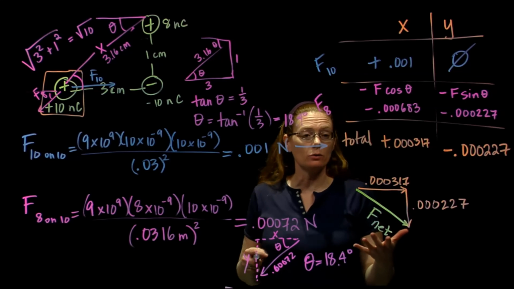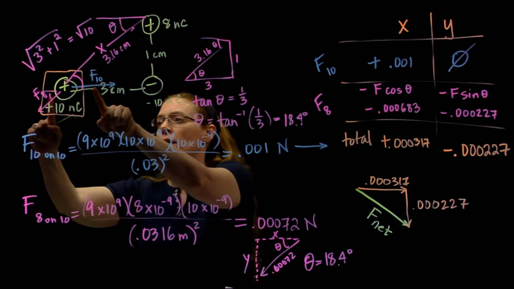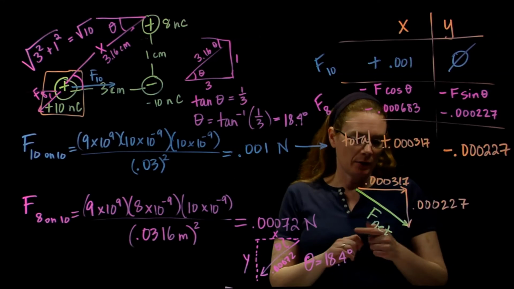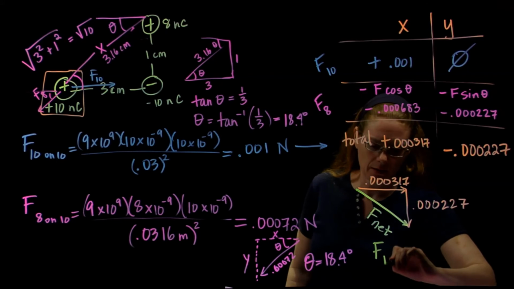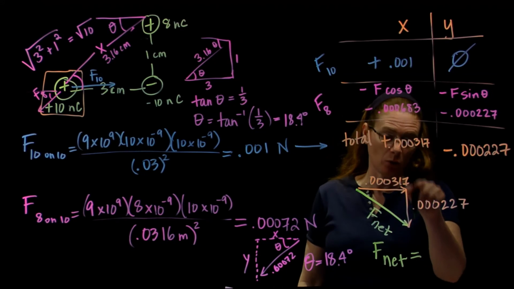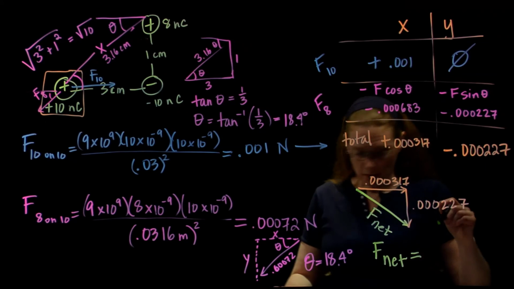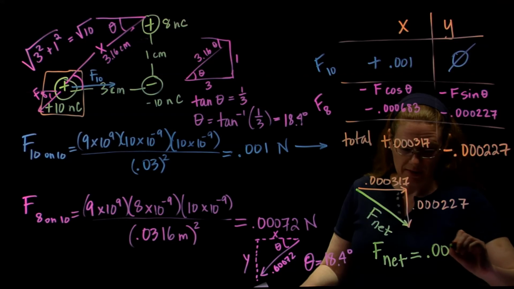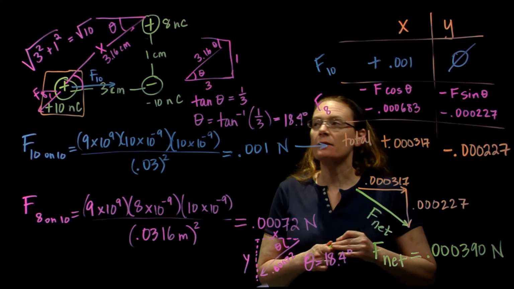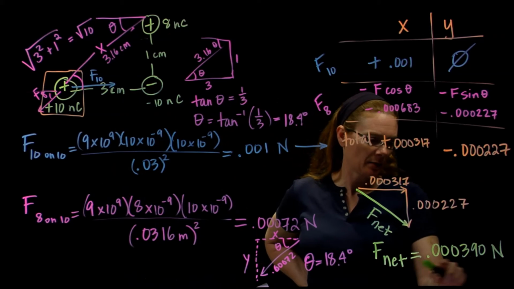And again, this is one of the things you can do to check that your answer makes sense. Does this make sense adding these two vectors together? Big one to the right, smaller one down to the left. So what do we do to get F net? Well, we're going to do the Pythagorean theorem. So it's going to be 0.000317 squared plus 0.00227 squared. Square root that. And so the final size of the force, 3.9 times 10 to the minus 4 newtons.